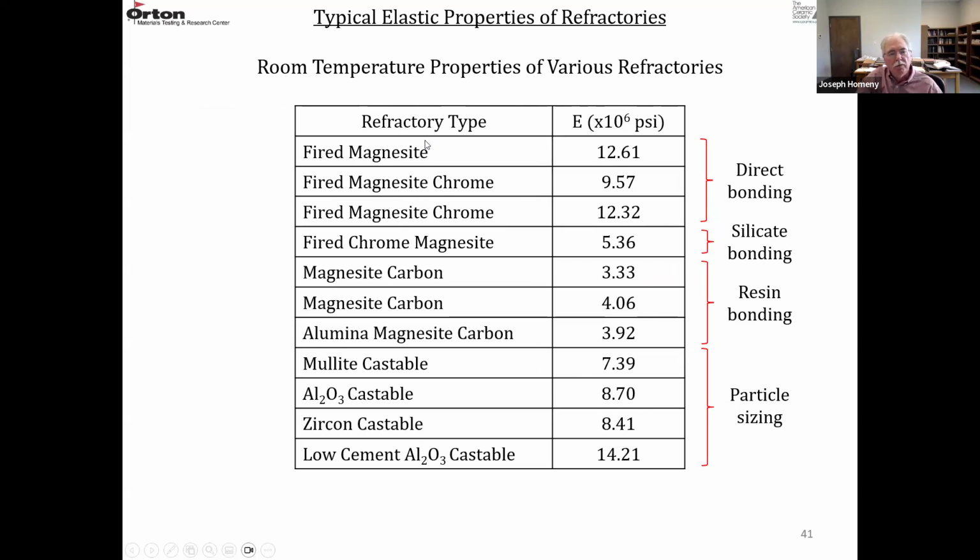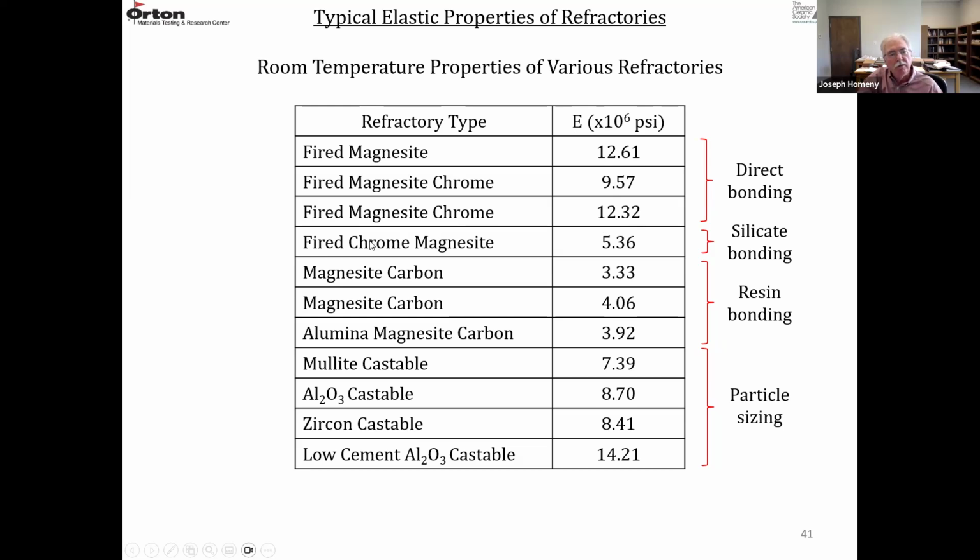Here's some more examples, refractory types versus just the Young's modulus, and that's again times 10^6 PSI. So we have a fired magnesite, a fired magnesite chrome, and another fired magnesite chrome. These are higher purity refractories fired at high temperatures. So they're direct bonded, so their elastic modulus is pretty high: 12 million, 9 million, and 12 million.